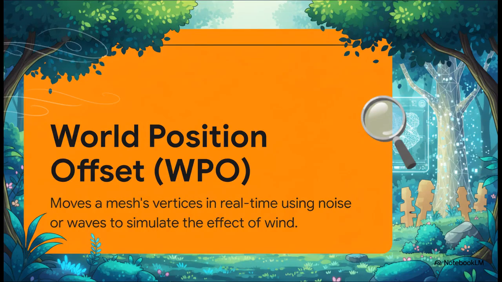And the secret sauce behind all that movement is often a technique called World Position Offset, or WPO for short. The easiest way to think about it is like a little command that tells the individual points of a 3D model, hey, move around a bit. By feeding that command a simple wave or some noise patterns, artists can make leaves, branches, and even whole fields of grass sway and rustle in the wind. It's a crazy efficient way to add that final, crucial layer of dynamic life to a scene.